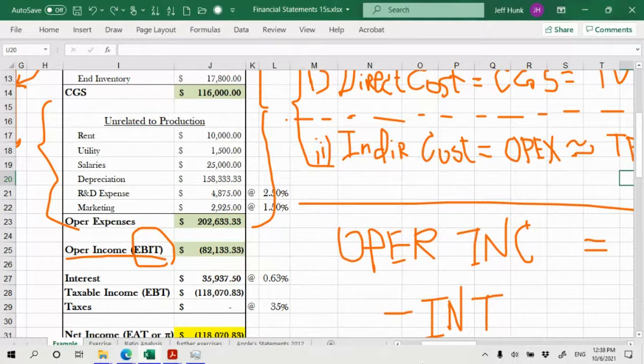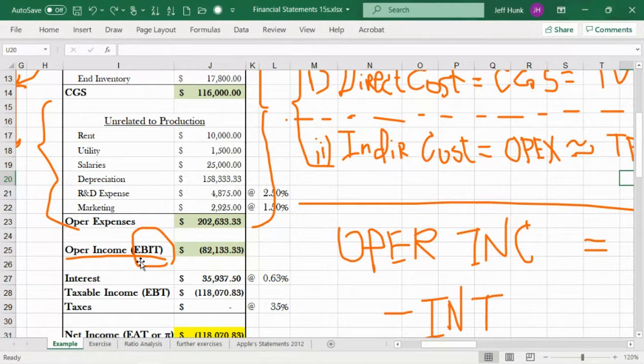Now, the term earnings before interest and taxes is already self-explanatory. Because it says earnings before interest and taxes, it already implies that what comes next is interest. In other words, it's before interest and taxes. That means you will have to pay interest and you will have to pay taxes, right?